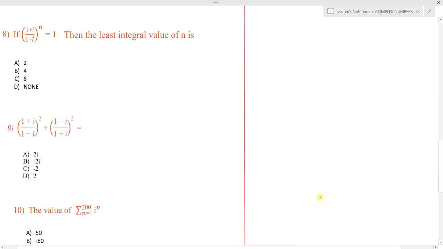Question number 8. If 1 plus i by 1 minus i whole power n equals 1, then the least integral value of n is. So what is given? 1 plus i by 1 minus i whole power n. For what value of n is the result 1? It is in the form of z1 by z2, so rationalize with 1 plus i, because the denominator has 1 minus i. The conjugate is 1 plus i by 1 plus i.